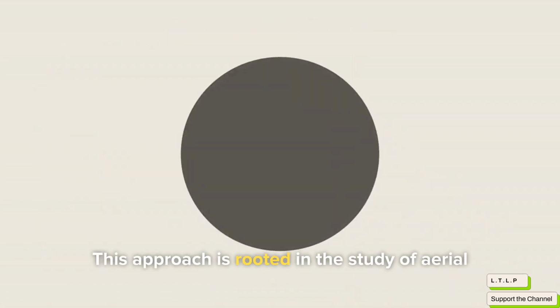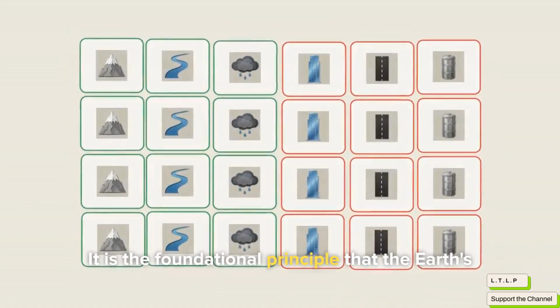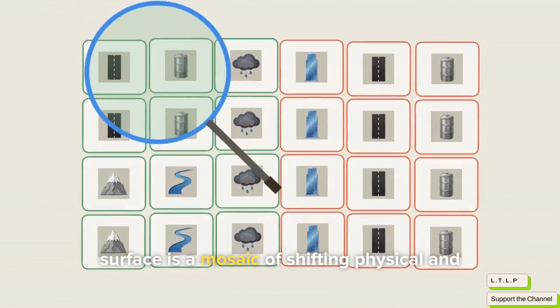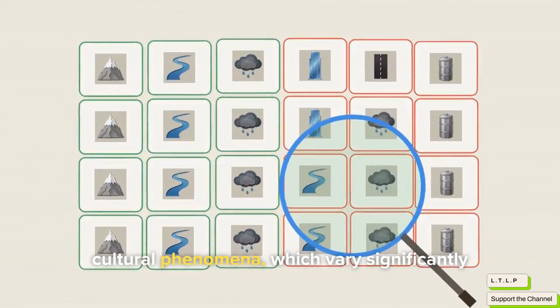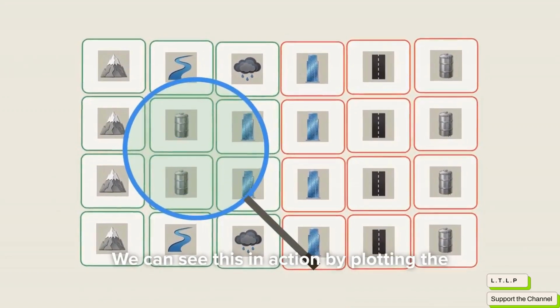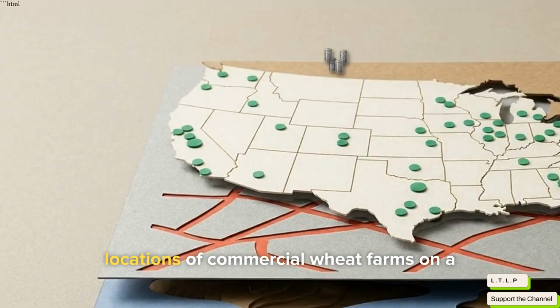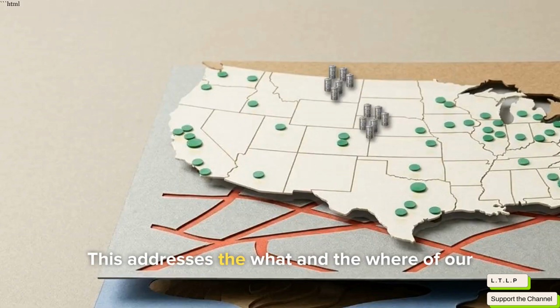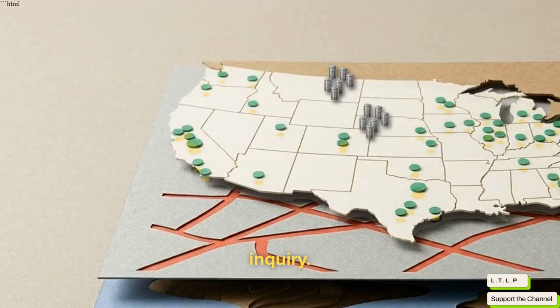This approach is rooted in the study of areal differentiation. It is the foundational principle that the Earth's surface is a mosaic of shifting physical and cultural phenomena, which vary significantly from one region to the next. We can see this in action by plotting the locations of commercial wheat farms on a standard map. This addresses the what and the where of our inquiry.